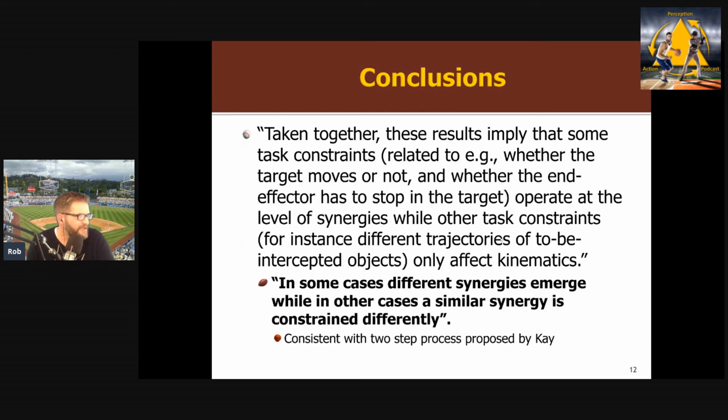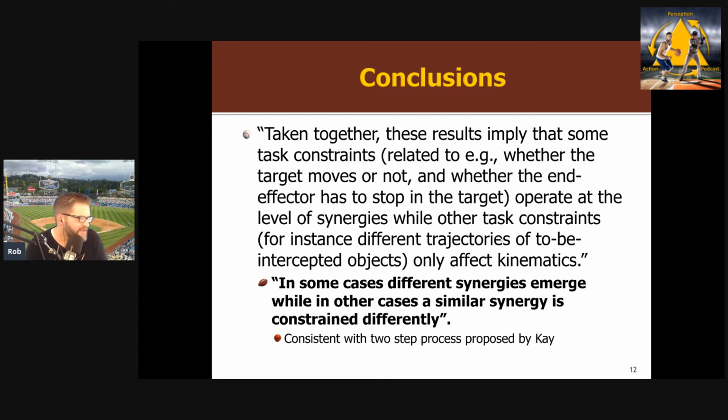So the authors conclude, and I like this, taken together, these results imply that some of the task constraints, whether the target's moving, whether you have to stop at the target, operate at the level of synergies, right? They create different synergies in different locations in state space. Which is kind of a coordination level. While other task constraints, like the approach angle, don't affect the actual nature of the synergy, where it is in state space, and only affect the actual kinematics, the actual control itself, okay?